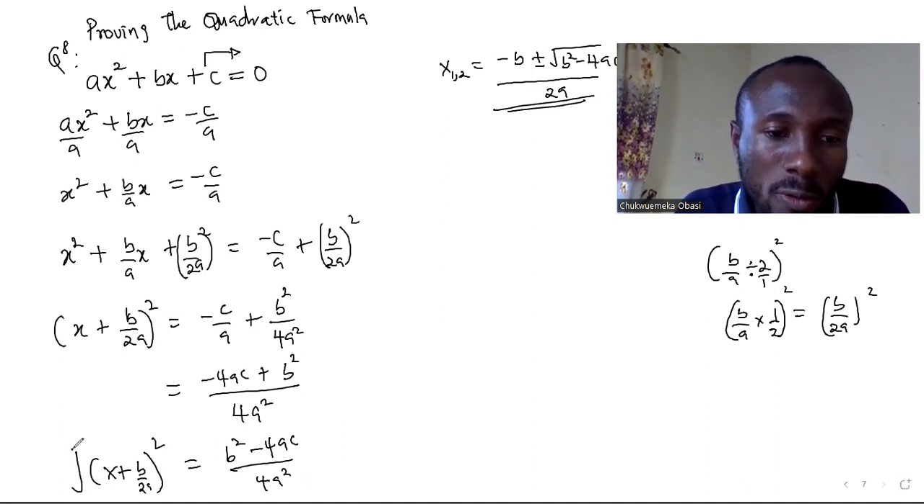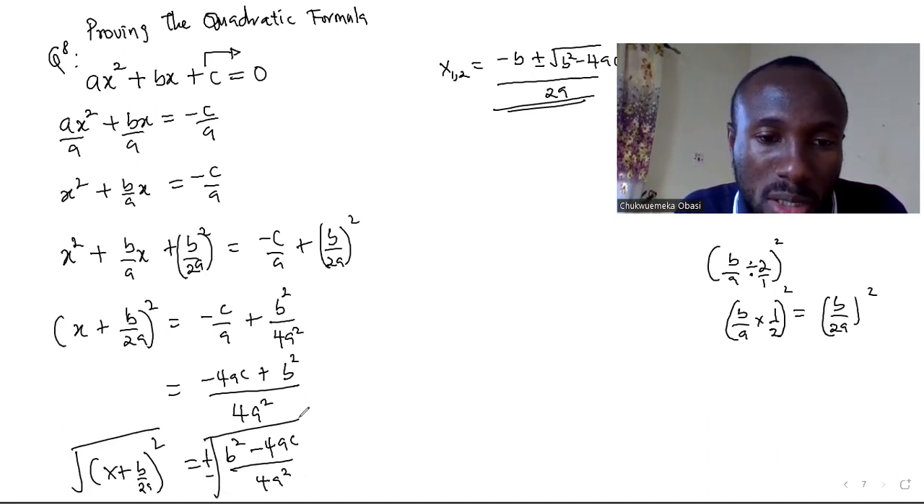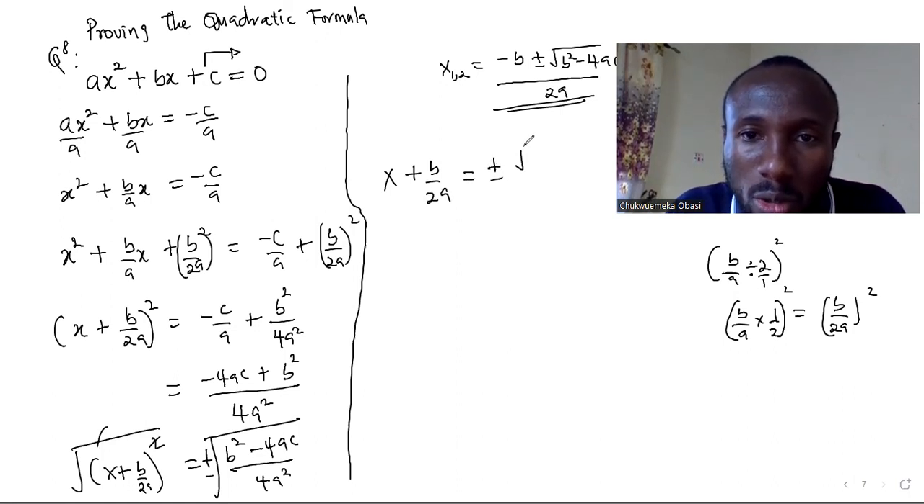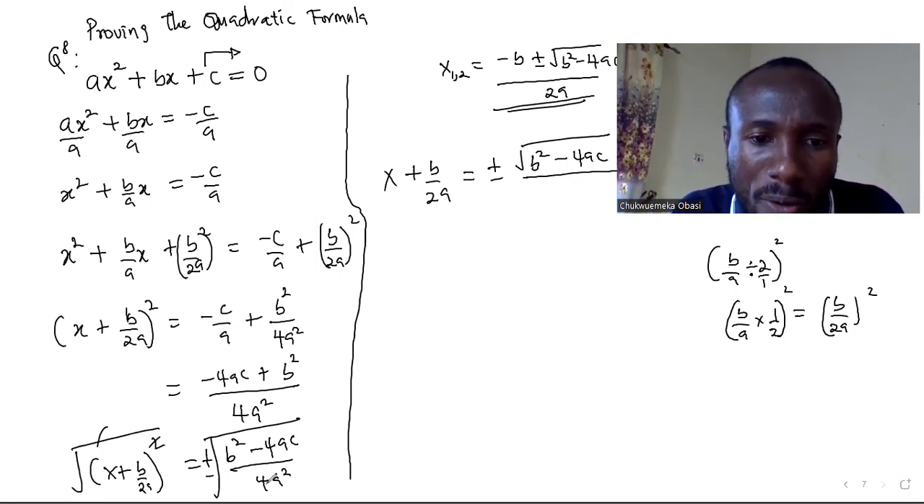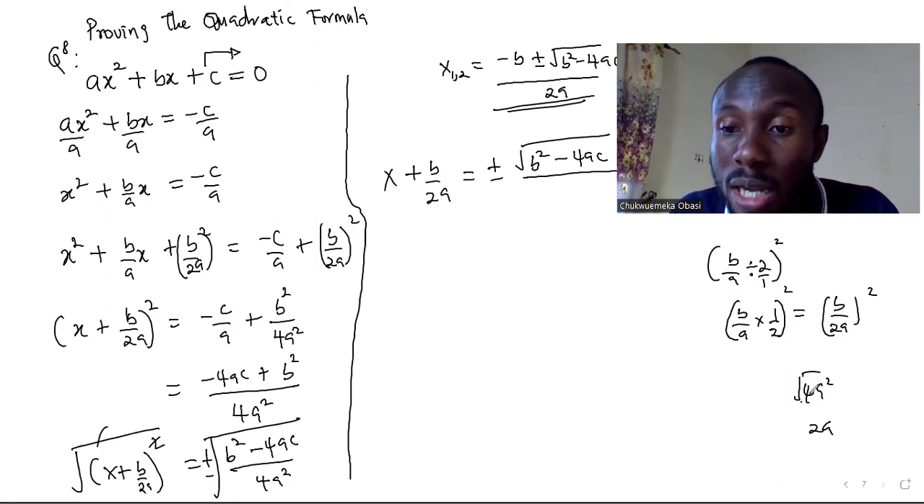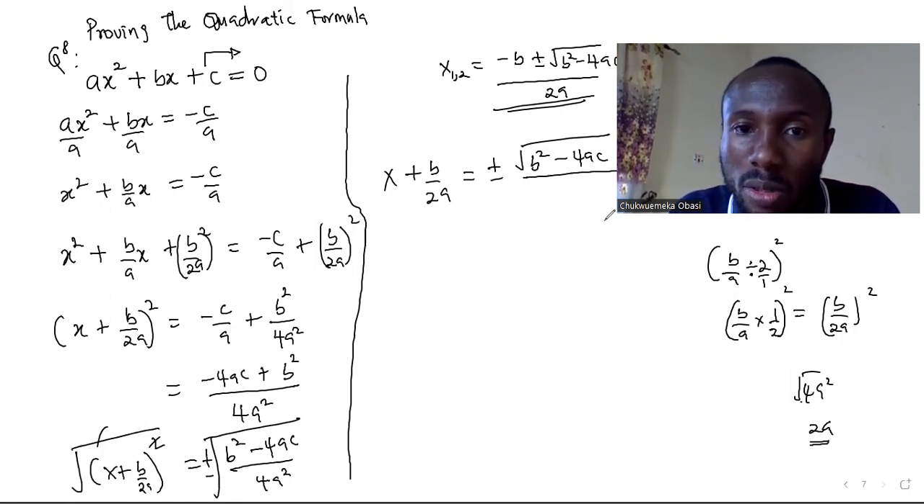Now, the next thing, we take the square root of both sides, plus or minus the square root of these guys. Square cancels out. So you now have x plus b over 2a is equal to plus or minus square root of b squared minus 4ac all over, of course, the square root of 4a squared. Square root of 4 is 2, square root of a squared is a. You know, a times a is a squared, so the square root of a squared will be a. Square root of 4 is 2 because 2 times 2 is 4. You understand? So that's how we got the 2a right here.